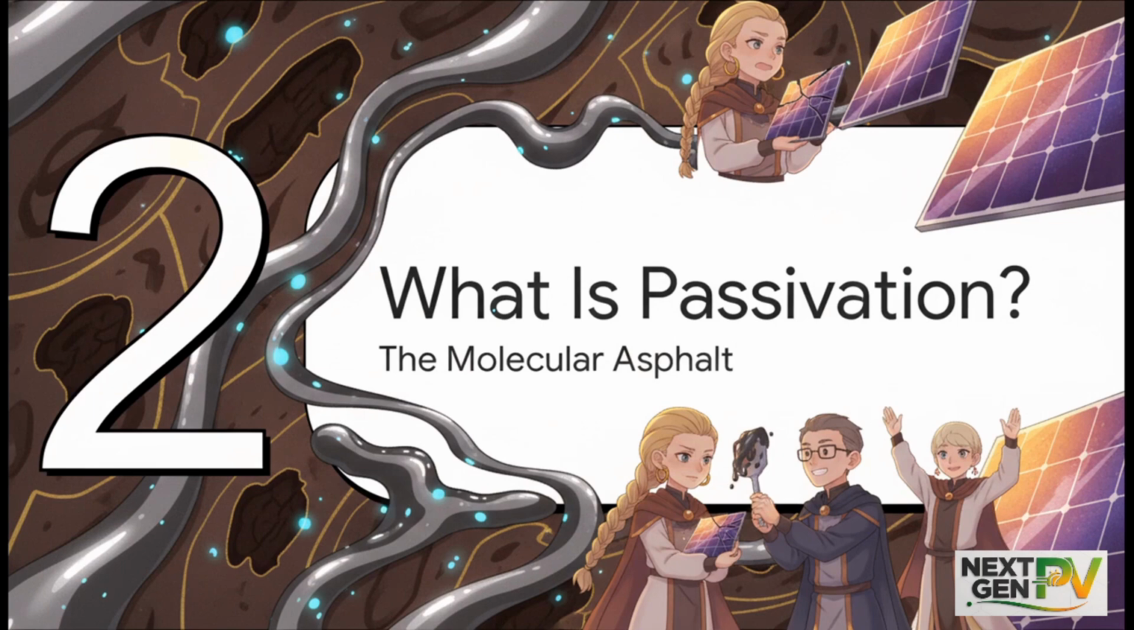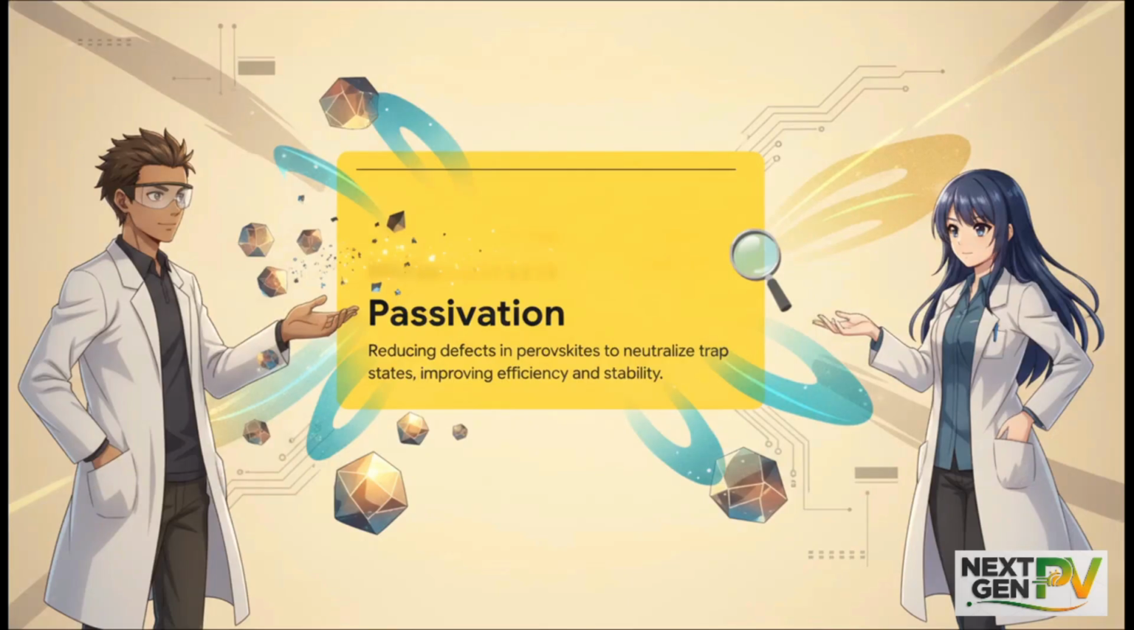Moving on to Section 2, what is passivation? So if defects are the microscopic potholes, passivation is the molecular asphalt we use to pave right over them. By definition, it's the process of reducing defects in the perovskite material and at its interfaces to neutralize trap states, improving both efficiency and long-term stability. And listen, this isn't just a minor tweak. This is the absolutely fundamental strategy in all modern perovskite solar cell engineering. Without this, the technology simply does not work long-term.